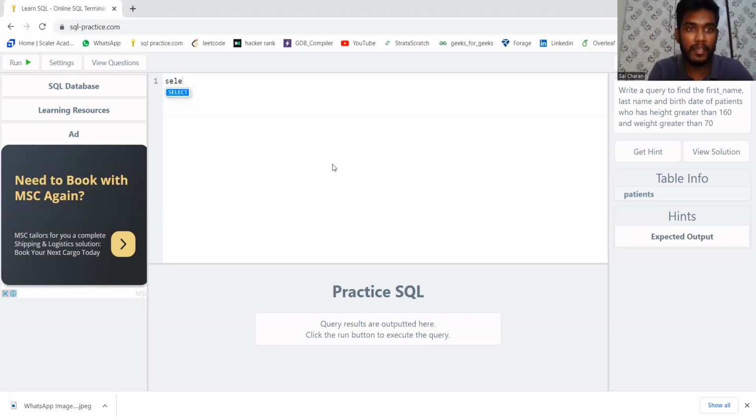So let's begin. Select from where, okay? Why are we having where? Because we have a condition, right? So from which table? Patients table. And what are we selecting? We are selecting the columns first name, last name, comma, birthday. So what is the condition? Height should be greater than 160 and weight should be greater than 70 there, right?